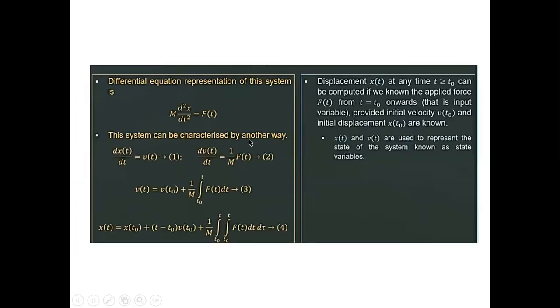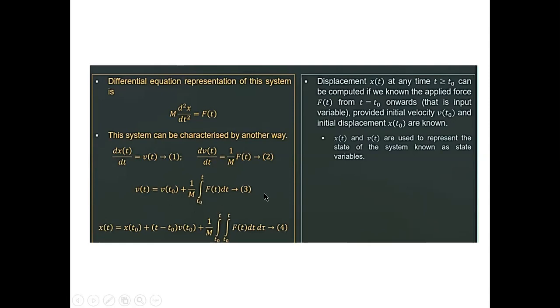Now here we will see the displacement x of t. This displacement x of t, what is it? It is a function. What function can you see here? It is all the known values of x of t0, all the known values of velocity up to t0. If they are known, we can calculate any displacement x of t for any time t greater than t0. That means from t0 to t, we can calculate any displacement.